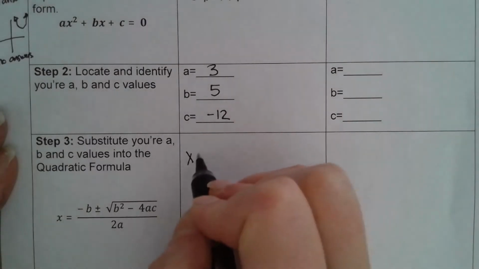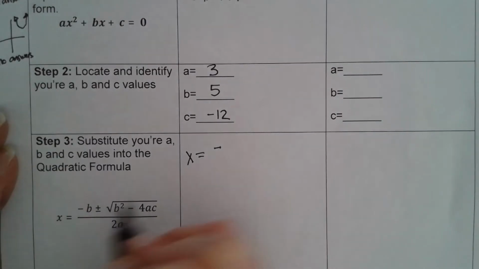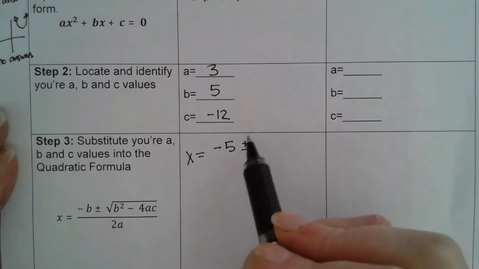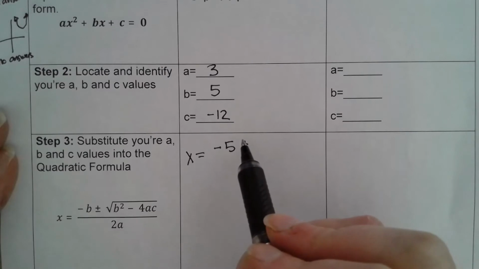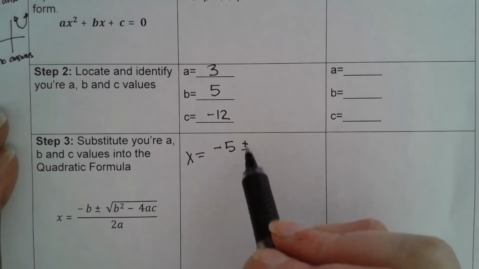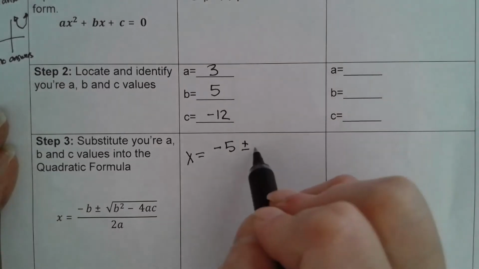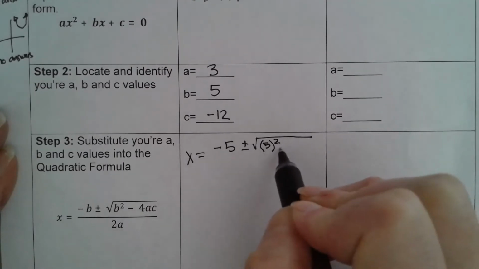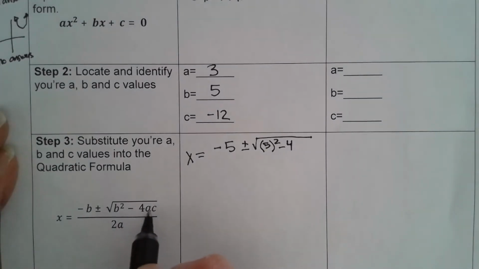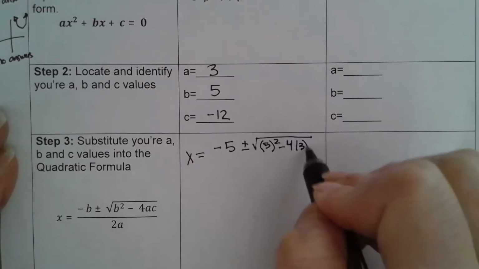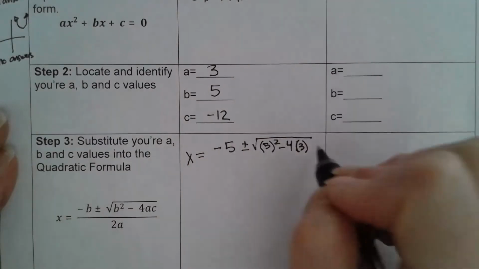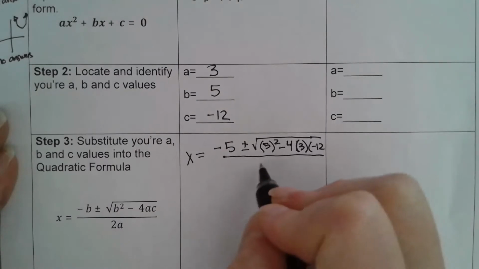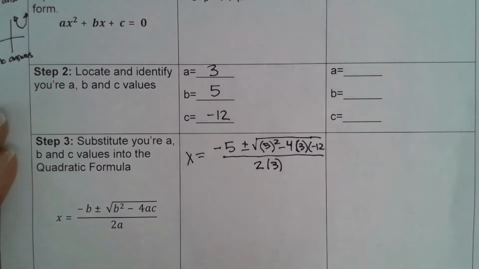Step 3, we're going to substitute it in. So x equals negative, then our b value, 5, plus or minus. This plus or minus we'll talk about in a second, but because there's two answers, this plus or minus is where those are going to come in. The square root, b is 5, squared minus 4 times a times c, the whole thing is going to be divided by 2 times a.